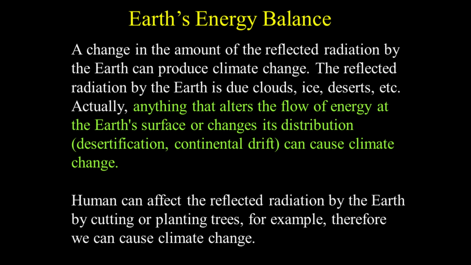A change in the amount of the reflected radiation by the Earth can produce climate change. The reflected radiation by the Earth is due to clouds, ice, deserts, and more. Actually, anything that alters the flow of energy at the Earth's surface or changes its distribution, as in desertification, continental drift, or more, can cause climate change. Humans can affect the reflected radiation by the Earth by cutting or planting trees, for example. Therefore, we can cause climate change.